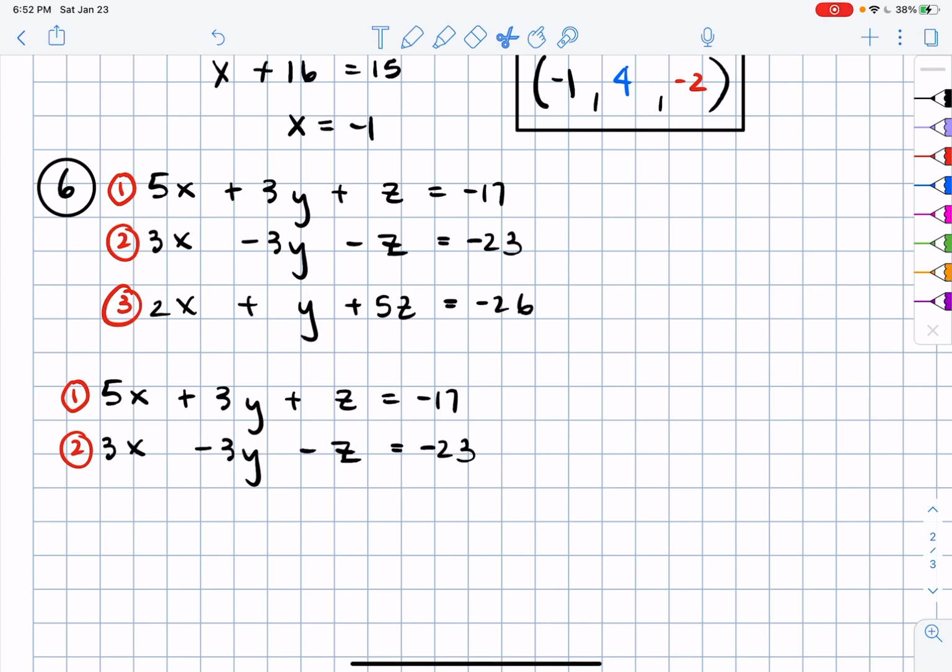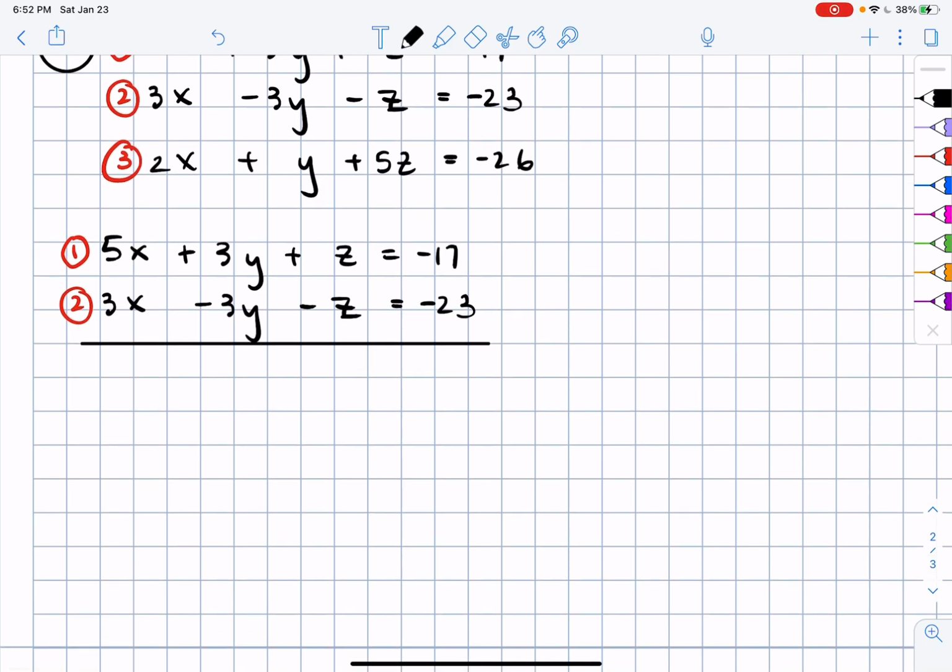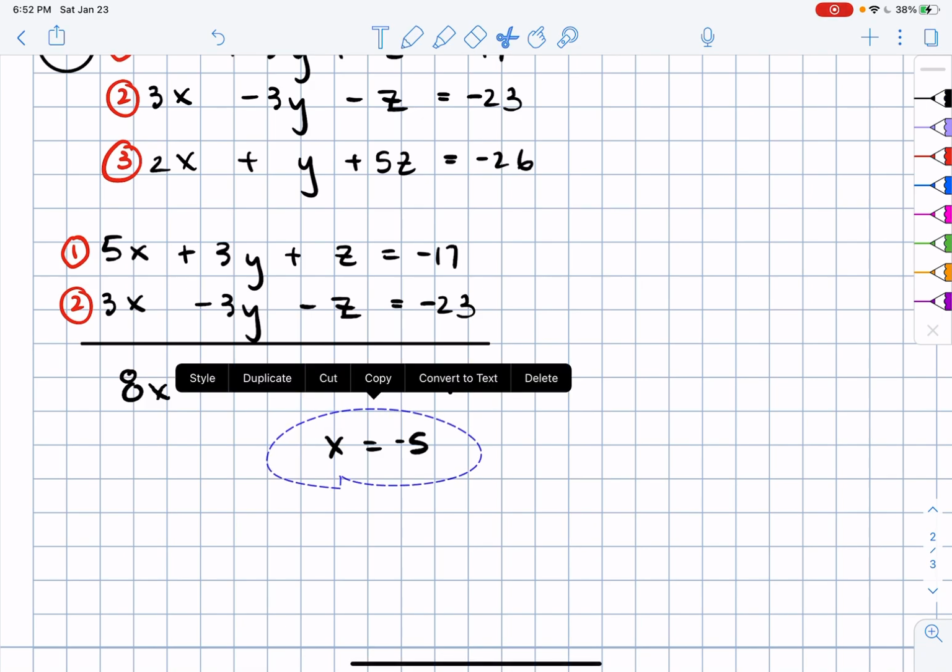Well, if you notice, if I just add these two right off the bat, what happens? I'm going to get 8x equals negative 40. Notice that the y disappears and the z disappears. Wow, this is amazing. So I divide by 8, so x is going to equal negative 5. Okay, so there's one of my answers. Not bad. In fact, you know what? Let's do it this way, it'll be better. Style red, so you'll kind of bring that out.